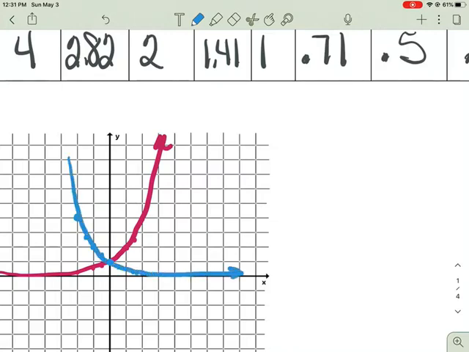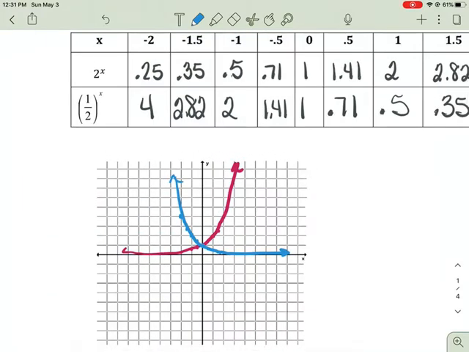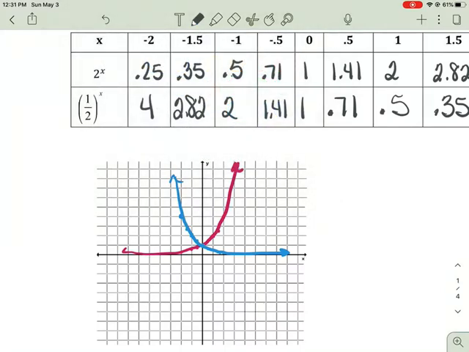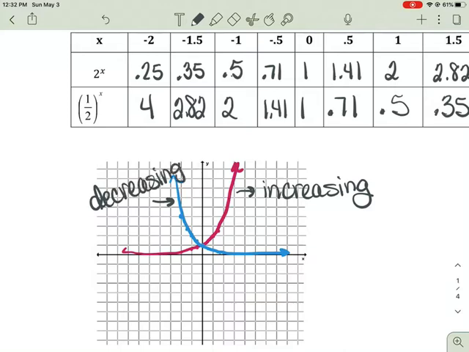All right, so if we look at the blue one, which is our 1/2, these guys actually are mirror images of each other across the y-axis because they're reciprocals of each other. But what we do notice is that our integer 2 is increasing and our fraction is decreasing. Because it's decreasing, it's called decay. And because the 2 to the x is increasing, it's called growth.